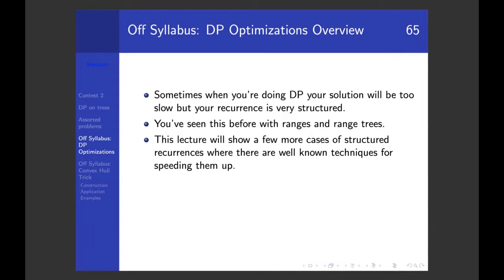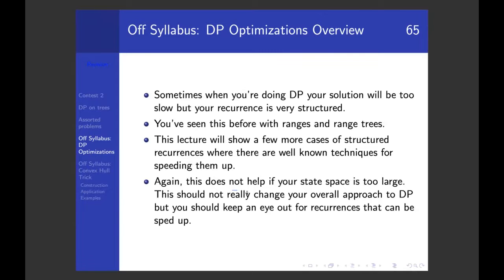This lecture will show a few cases, actually only one in this lecture. The old course covered a few, but we'll cover just one. Given a well-structured recurrence, which I'll explain in more detail, we can speed it up. This does not help if you've got too many states. If you remember, when we were solving the last problem, initially we had too many states. If you have too many states, the only way to improve is to get rid of states. These optimizations will not work. If you have few enough states but too slow of a recurrence, this helps.